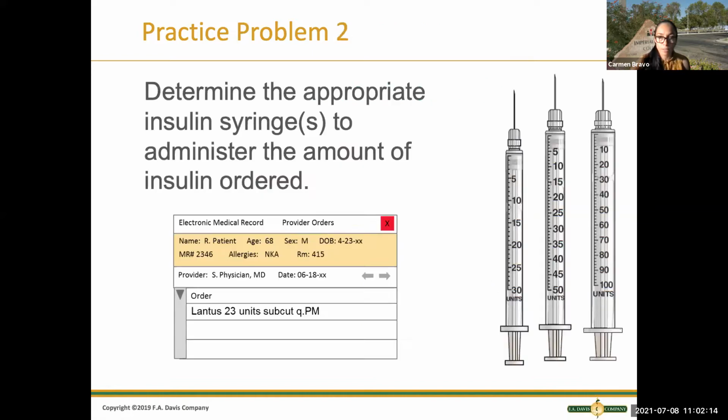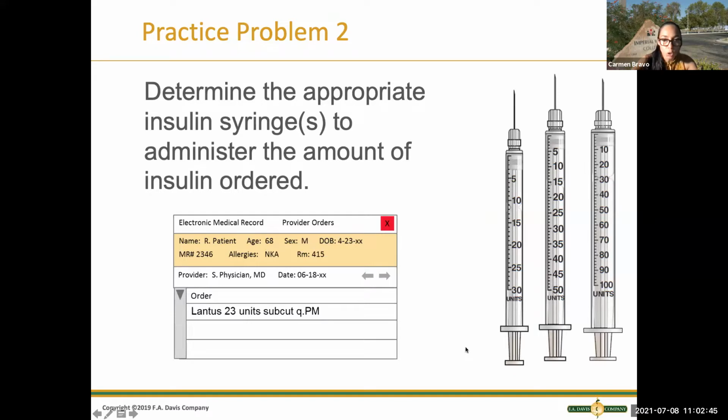All right, let's see that one. Determine the appropriate insulin syringe to administer the amount of insulin ordered. This is Lantus. Lantus, it's a long acting. This is the one that lasts 24 hours, 23 units sub-Q every evening. So we normally have patients take it in the evening, and we always tell them to get up in the morning and take a little snack, because you know, their blood sugar can get pretty low. So this is 23 units.